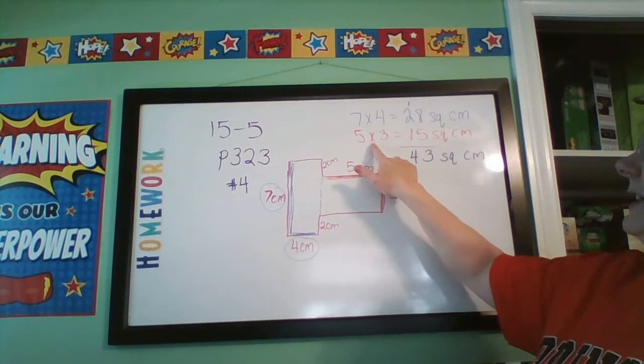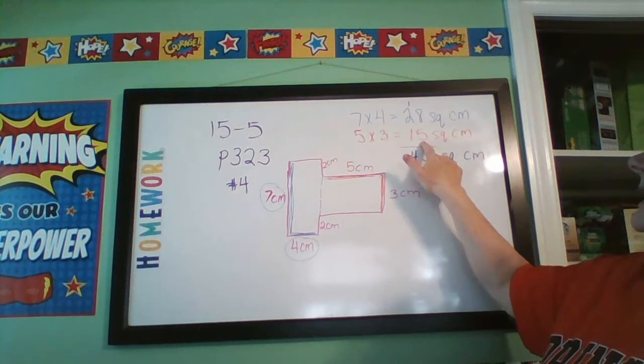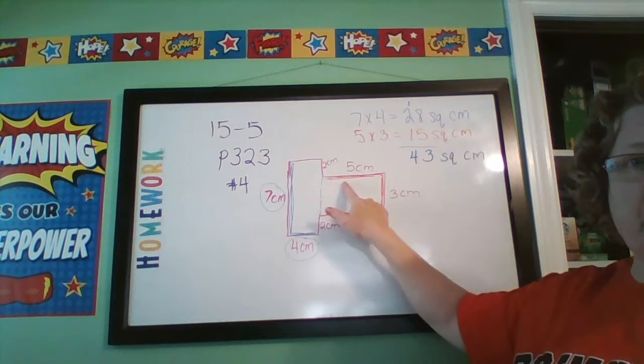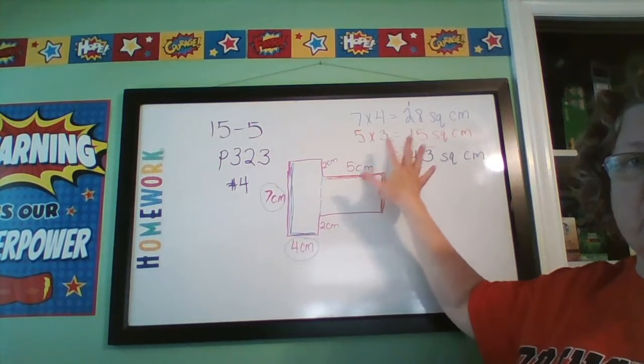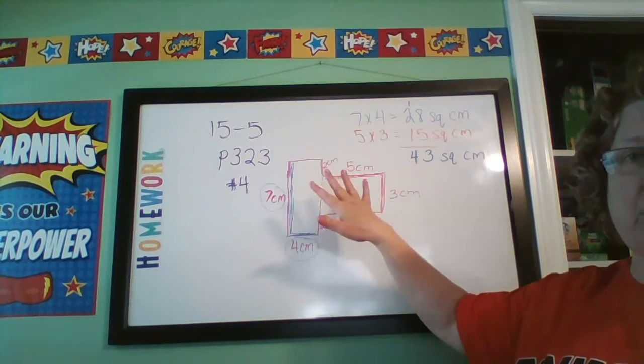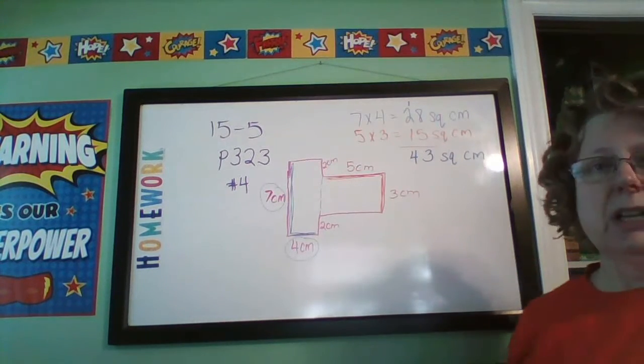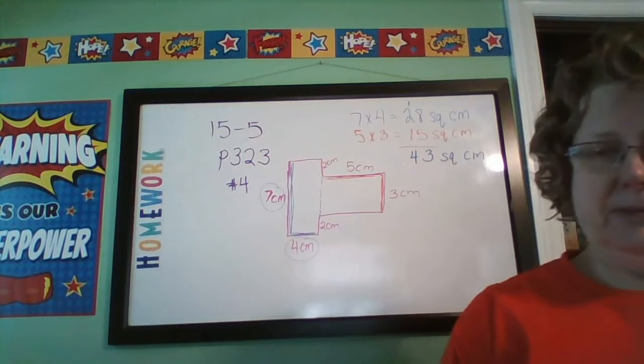So I did 5 times 3 is 15, and again, square centimeters. So now I found the area of both of those rectangles. In order to know the area of the whole shape, I add it together. 28 plus 15 gives me 43 square centimeters.